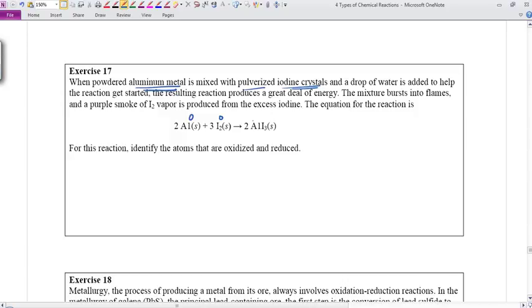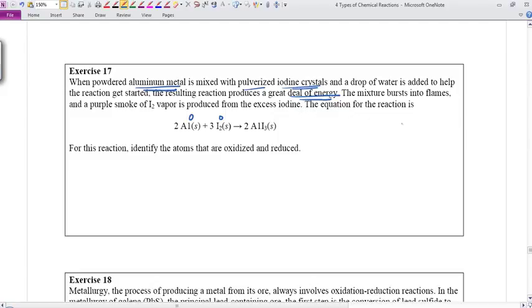A drop of water is added to help this reaction get started. So was the pulverizing, to make a greater surface area to volume ratio on the iodine crystals. The resulting reaction produces a great deal of energy, excitement in your future. The mixture bursts into flames, that would be the exciting part, and a purple smoke of iodine vapor, which is your clue to run for the hills, get that sucker in a fume hood, or get it outside, because if you inhale iodine vapor, it will damage your lungs, so run, is produced from the excess iodine.